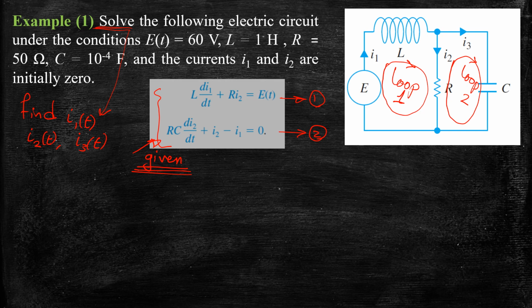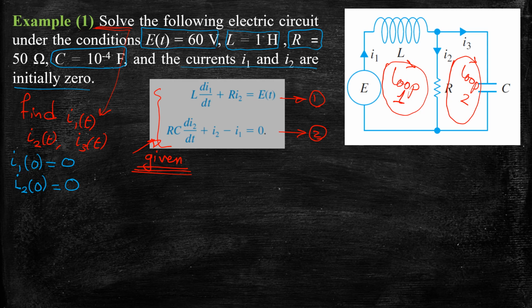To solve these, something I forgot to mention: we have values for all these parameters. We have the values for E, L, R, and C. And the most important part, the initial values for the currents, I1 and I2, are initially 0. It means I1 at time equals 0 equals 0, and I2 at time equals 0 is also 0.